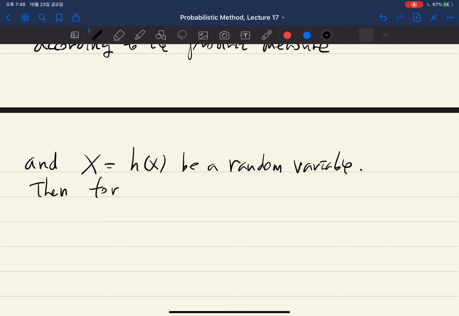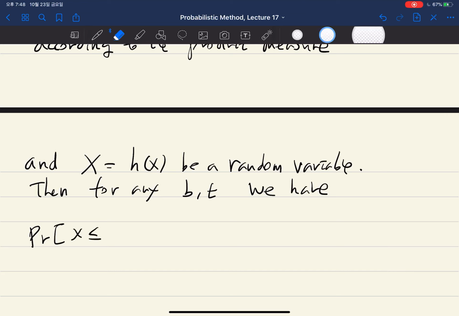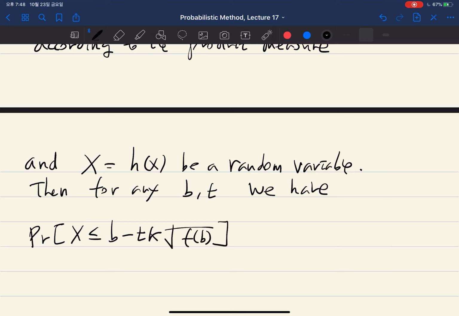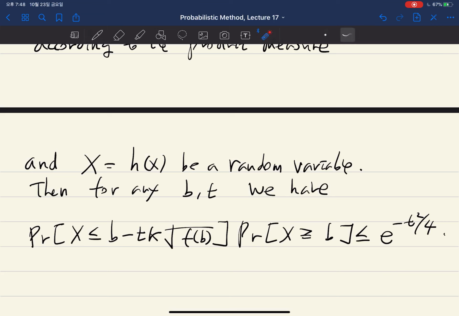Then for any b and t, what we have is that the probability that the random variable X is below b minus t K square root of f(b), times the probability that X is bigger than or equal to b, is at most e to the negative t squared over 4. Again, by taking b as a number close to the median, it shows the concentration around the median.